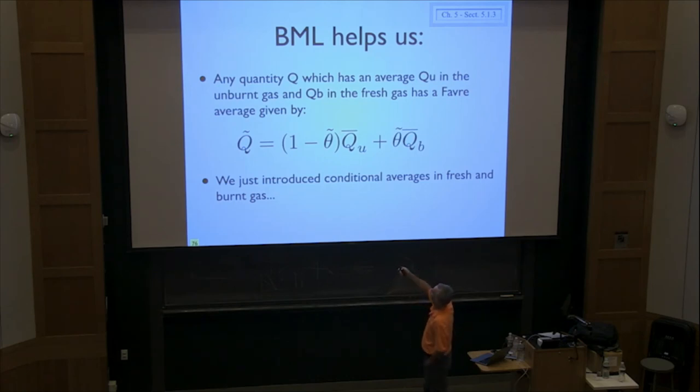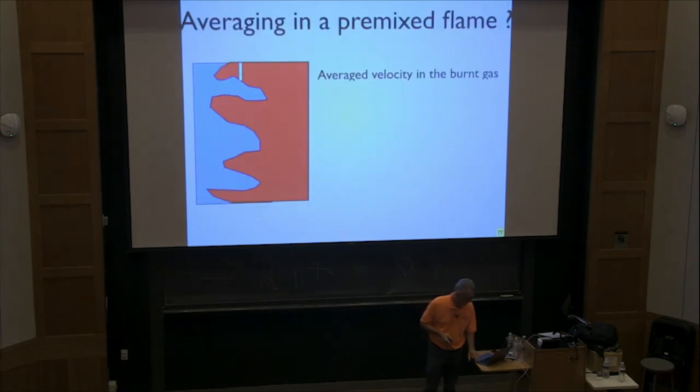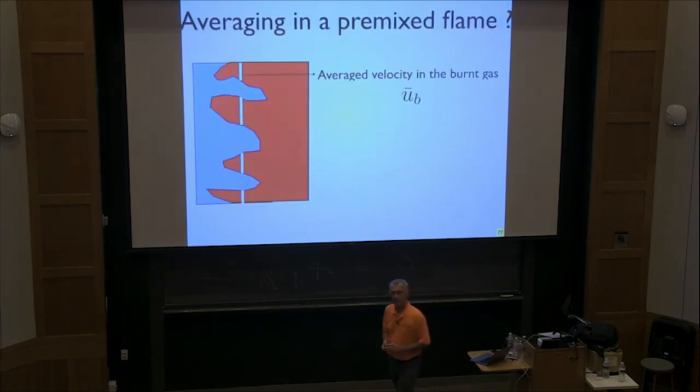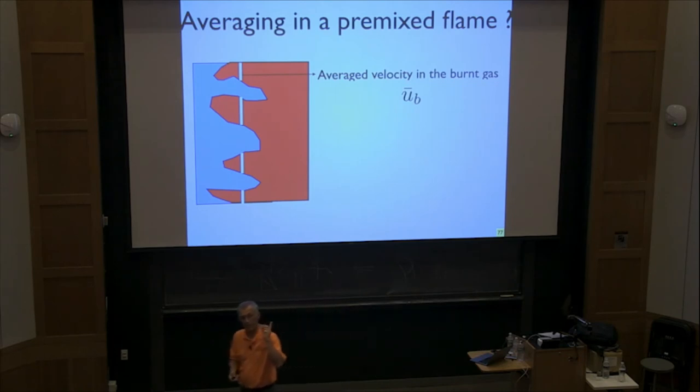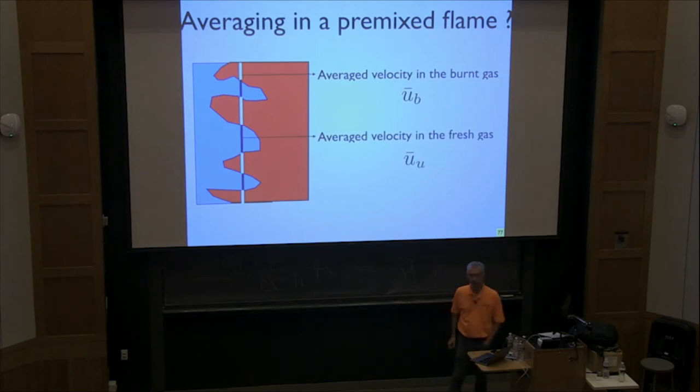When you use the BML model, the BML model tells you that if you average everything, it's the average in the fresh multiplied by 1 minus theta, plus the average in the burnt multiplied by theta. So this is what you call conditional averaging. And this means really that the white line here is the average in the burnt gases, and the black line is the average in the fresh. And you suspect, by the way, that the velocity on average in the white zone is not the same as the average velocity in the black zone. You can average the two in one shot, but it's probably not such a good idea, okay?